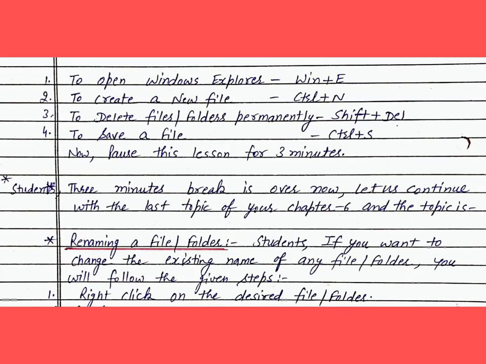Number 1. To open Windows Explorer, shortcut key is Window key plus E. Number 2. To create a new file, shortcut is Control plus N. Number 3. To delete files or folders permanently, you can press Shift plus Delete key. Number 4. To save a file, press Control plus S. Now pause this lesson for 3 minutes.